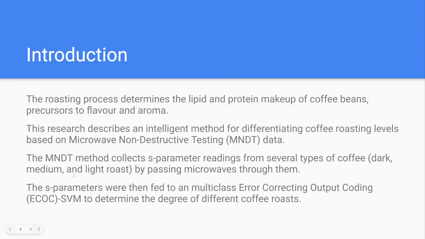So after the MNDT testing, what we did was we fed the features, around 6,400 features per sample, into a multi-class SVM. This is quite common actually. The error correcting output coding ECOC SVM is capable of multi-class classification as opposed to normal SVM, which is able to perform binary classification.